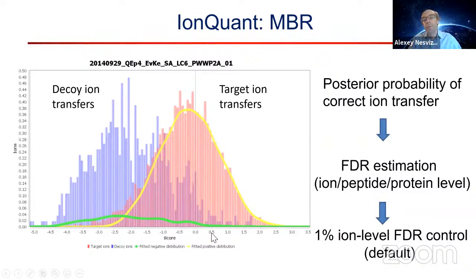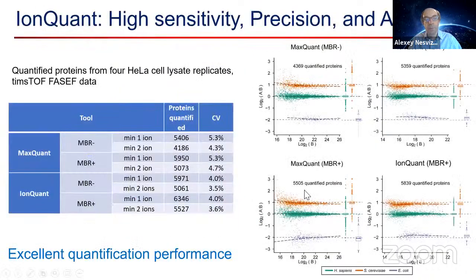And using that computed posterior probability, we can then calculate for each score a false discovery rate estimate. And then we can apply, say, a 1% ion-level false discovery rate cutoff, and report only those transferred ions that pass this 1% match between runs FDR cutoff. And that's what we have implemented by default.